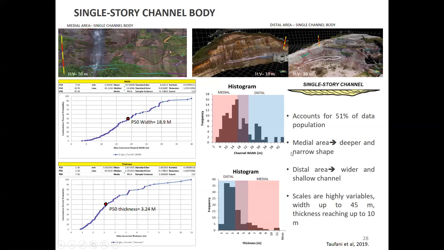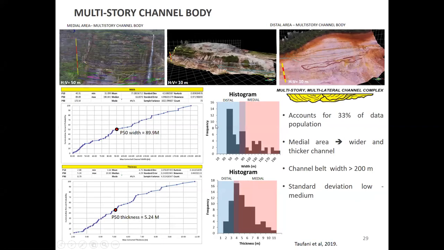Keep in mind that the scale of the single channel body that I talked about here probably has high variability. It ranges from 3 up to 40 meters in width, and the thickness reaches up to 10 meters.